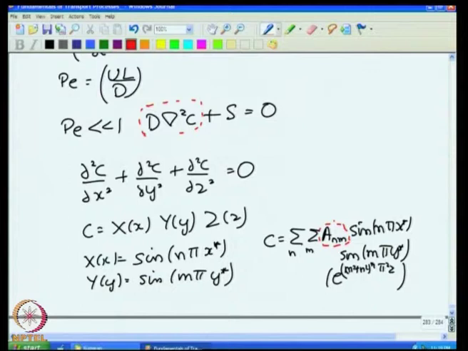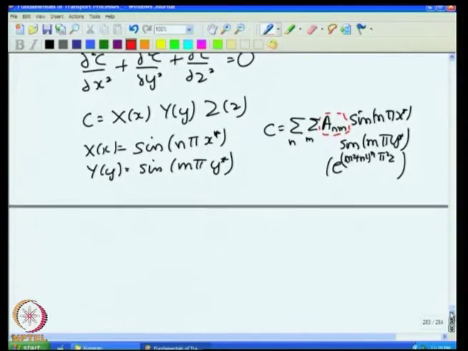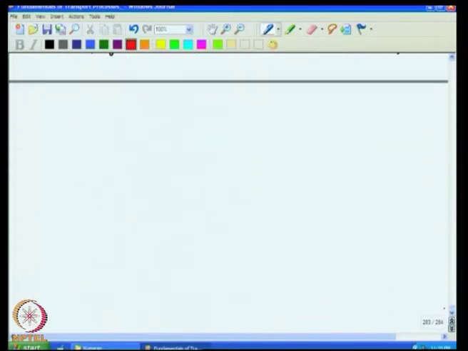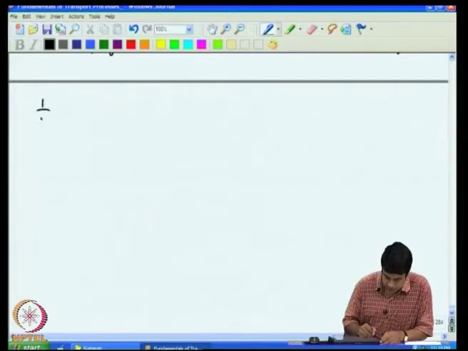But this solution is very specific, it works only for the Cartesian coordinate system and does not give us very much physical insight into the diffusion process. For that reason, we solved the diffusion equation by separation of variables in a spherical coordinate system.